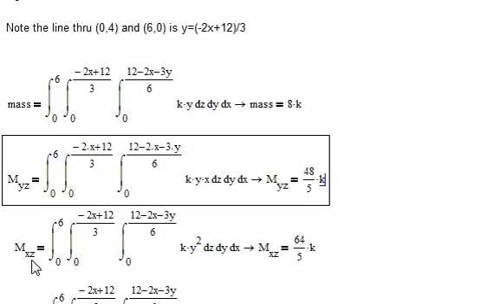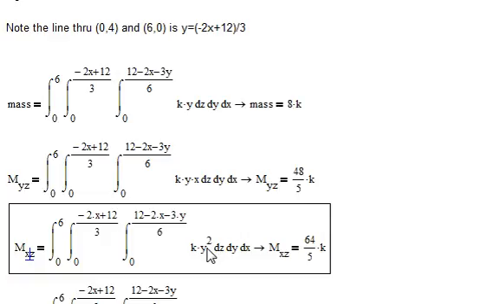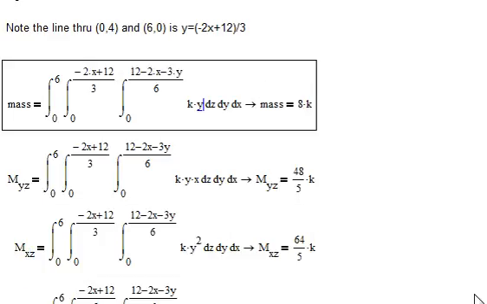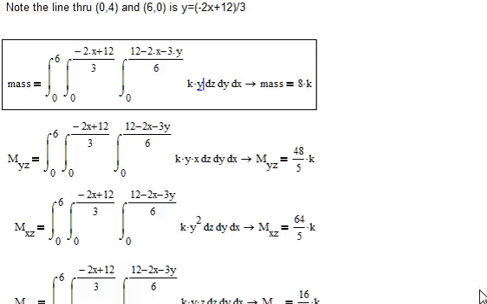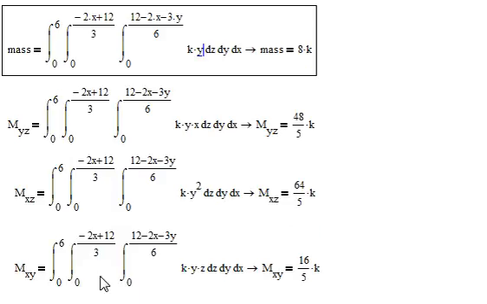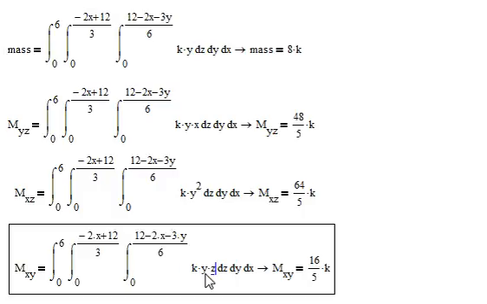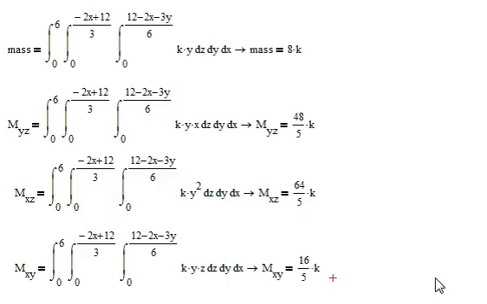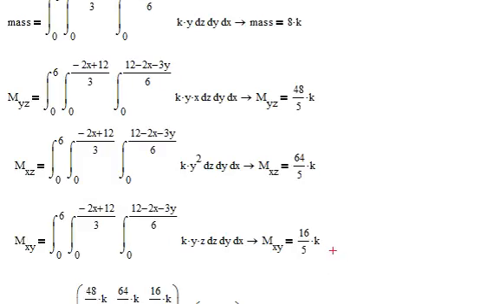Similarly, when we go about the xz plane, we need an extra y, so see how that's y squared, so we just got an extra y attached to that one. I let my software evaluate it. Moment about the xy plane needs a z, and so I let my software evaluate that.